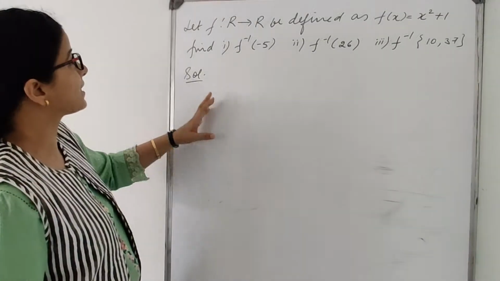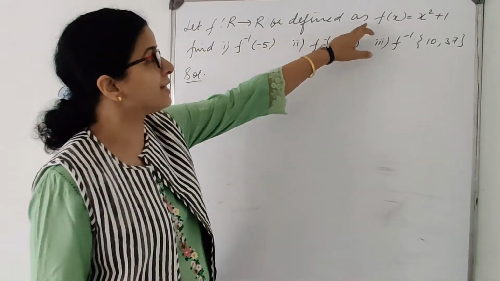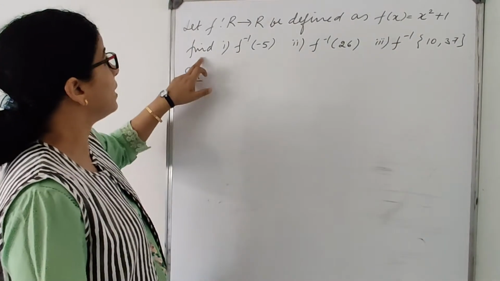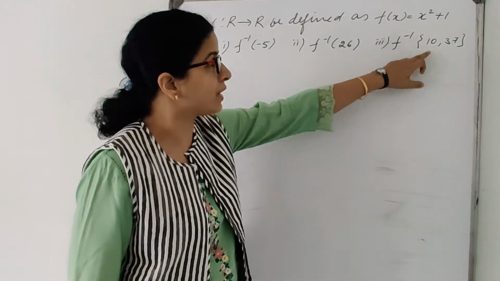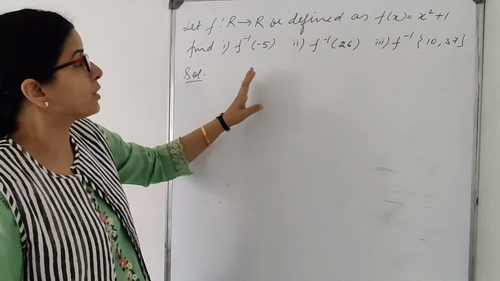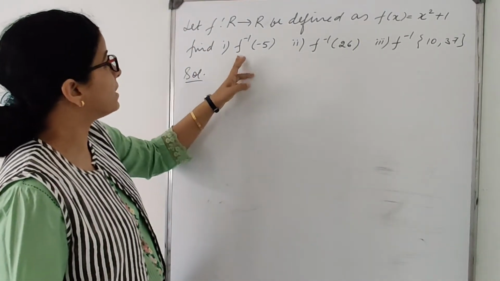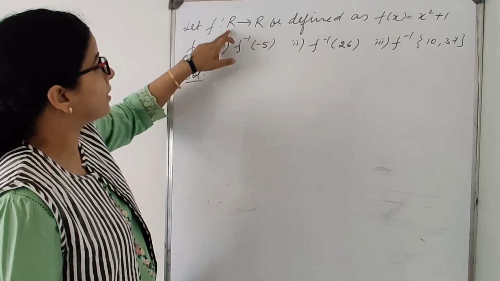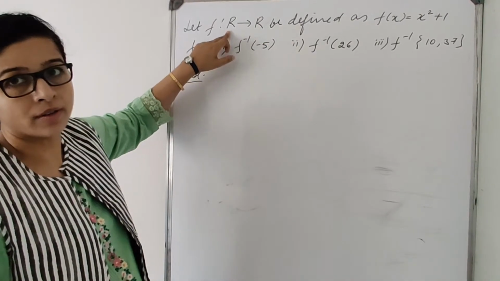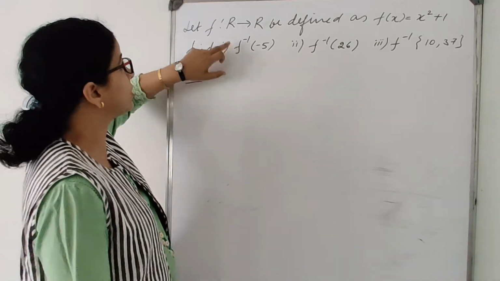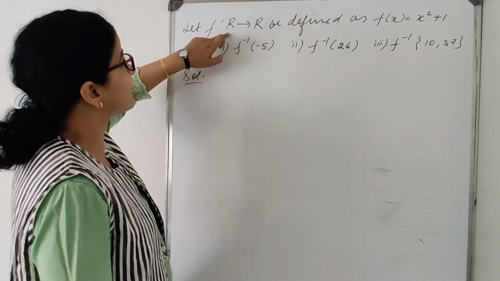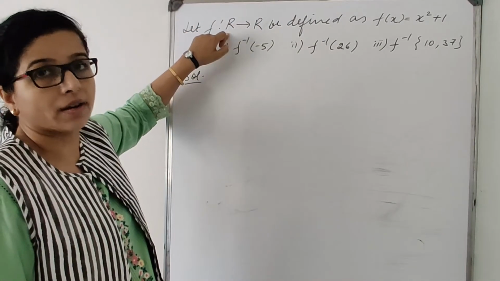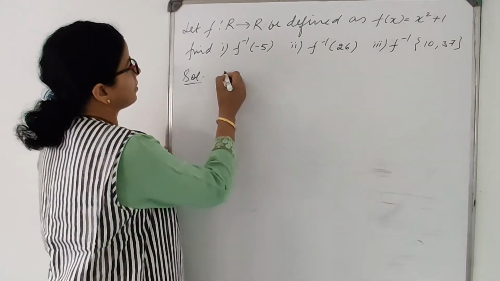Now let us take this example. Let f: R to R be defined as f(x) is equal to x square plus 1. Find f inverse of minus 5, f inverse of 26 and f inverse of 10 and 37. Okay. So when we are talking about f inverse, it means for some minus 5 in this, there exists an element which is in domain R. Okay. So let us check.